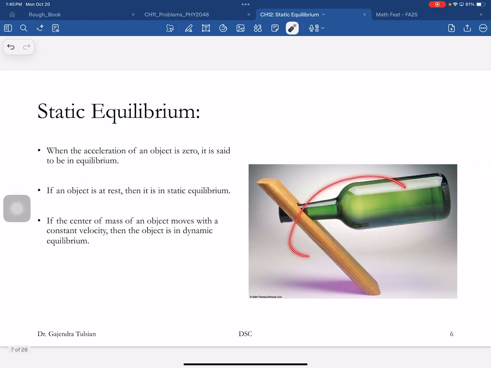You saw this device, okay? Again, what is true? The center of mass of this structure is above this footprint. Okay.